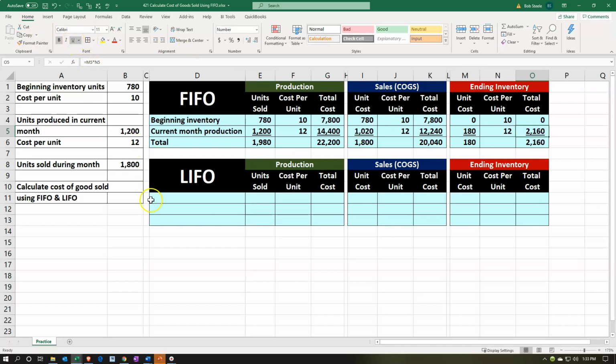All right, let's do the same thing under the first in, first out. Now the first in, first out, this side is going to be the same because we're talking about, all right, we're going to still assume the beginning inventory is the 780.